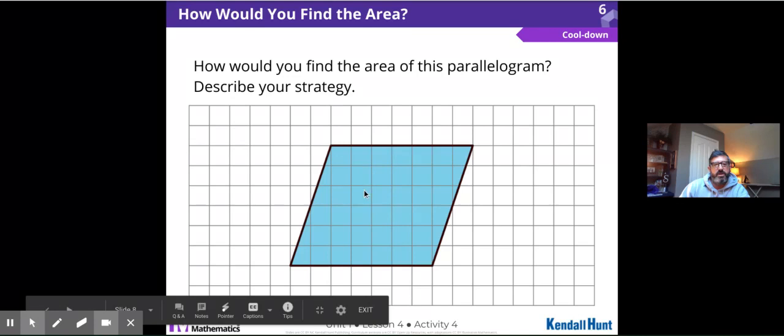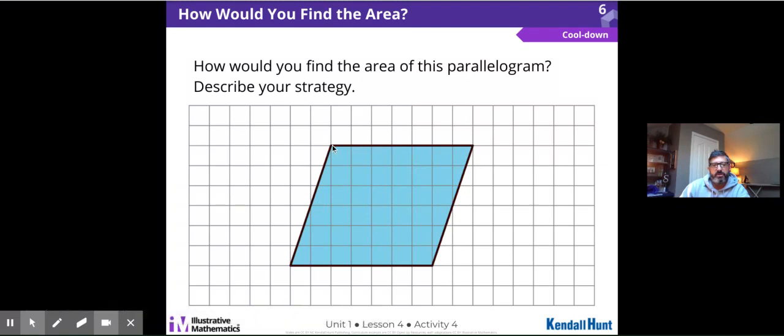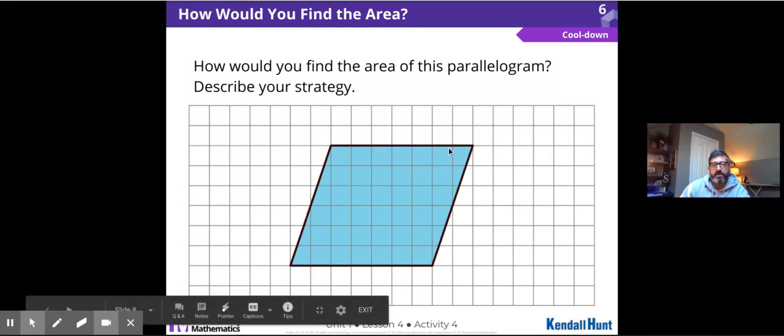So what I'm going to do, I'm going to post this. We're going to find the area of this parallelogram as just an exit slip. So I will post this on our Google Classroom in a little bit, as soon as the video gets done uploading. You can work on that, and then we can look at it next week when we come back together.